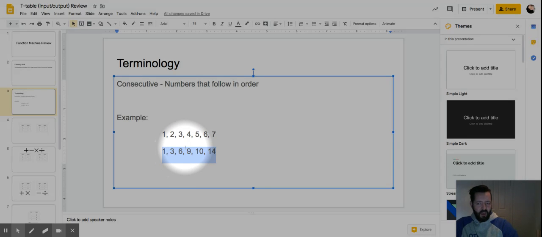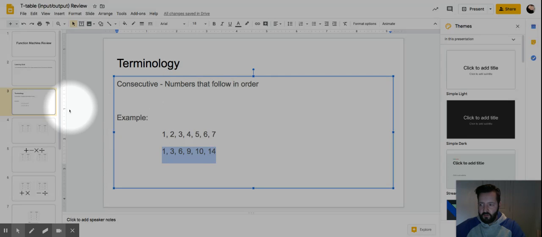And if I were to ask you, can you tell me the next consecutive number starting at 15, I hope that you would be able to start counting from 15 and tell me the next consecutive numbers, which are 16, 17, 18, 19, and so on. So that is what it means to be consecutive. That'll come up later on in today's lesson. So now you know what that means.